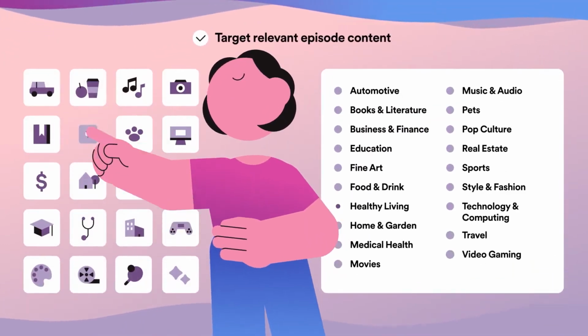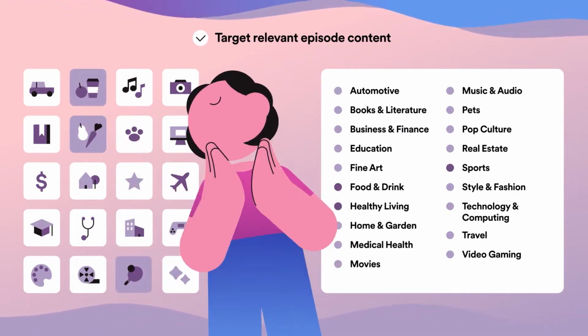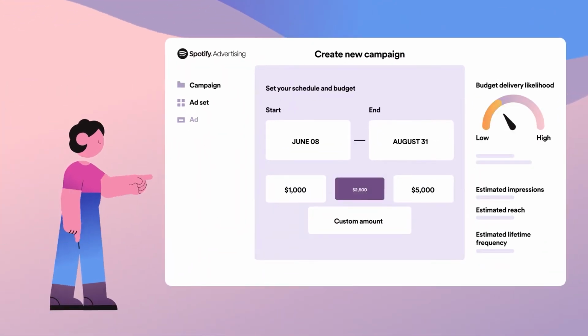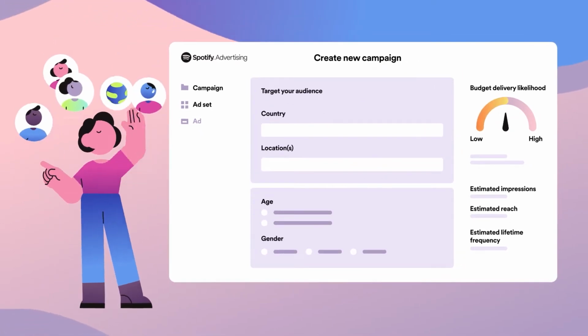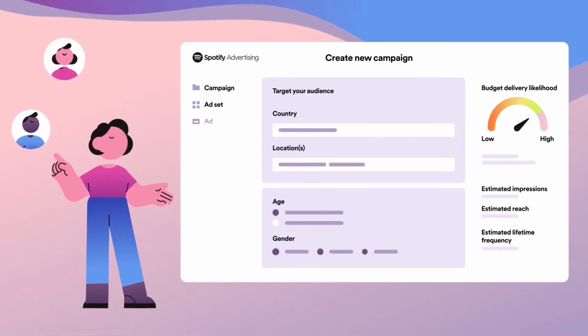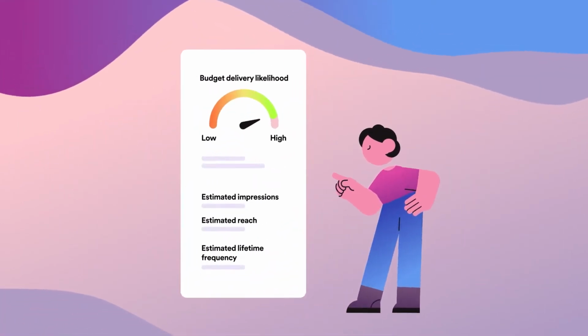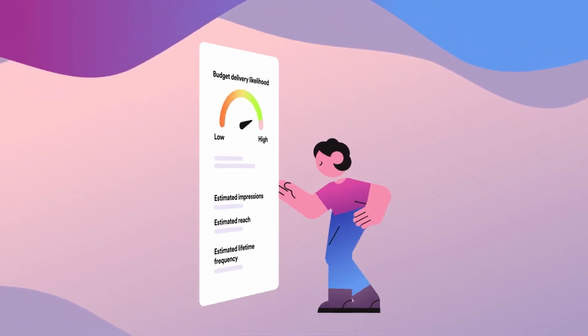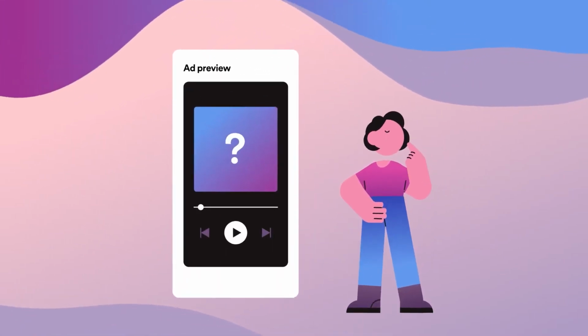Focus your ad targeting to episode topics relevant to your brand and customer. Then input your dates for the length of the campaign, set your desired budget, and target your audience based on location, age, and gender. While creating your ad, keep an eye on the estimated results. This is based on the targeting and budget you choose. Nice. No creative? No problem.